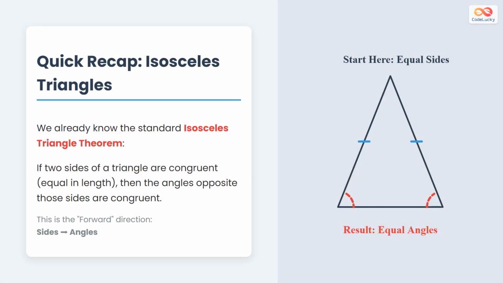Before we dive into the new concept, let's quickly review what we already know. The standard Isosceles Triangle Theorem works in the forward direction. It states that if two sides of a triangle are equal in length, then the angles opposite those sides must also be equal.